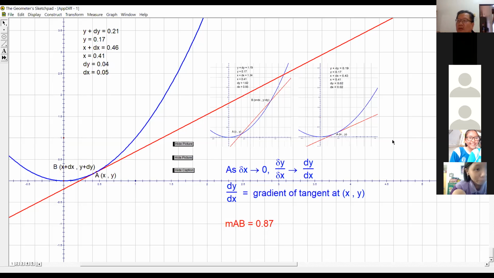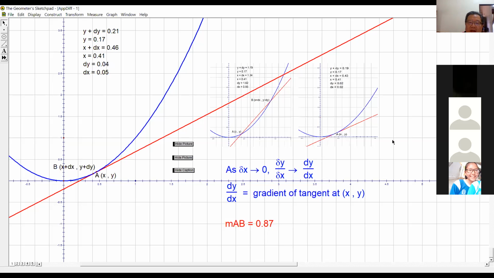So I pause a while. Any question? The dy dx graphically is the gradient of the tangent at the point xy. No question, I will continue. Any question? No, then I will continue.